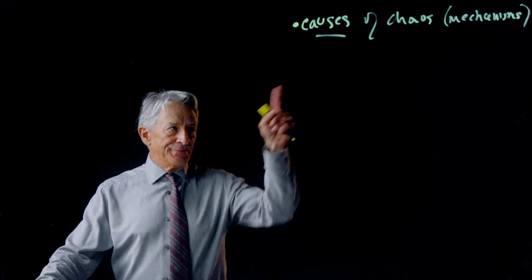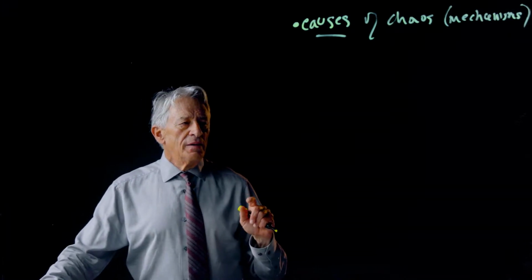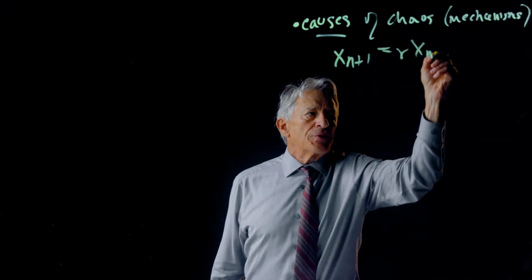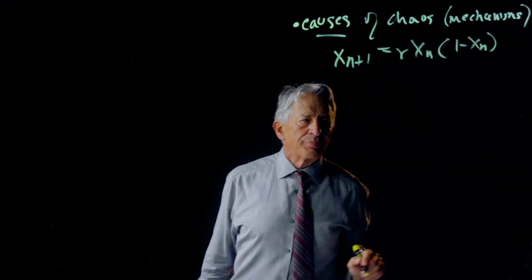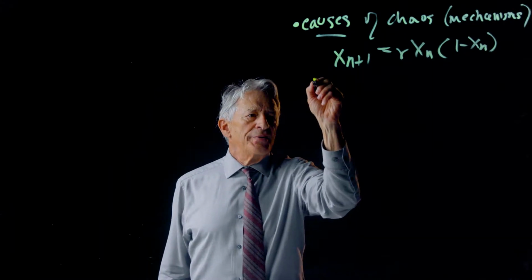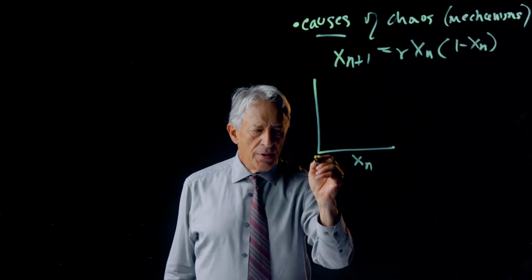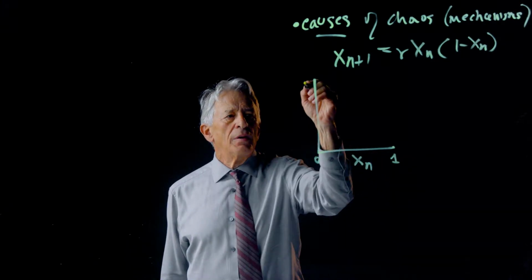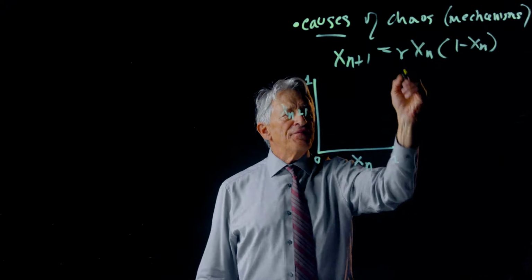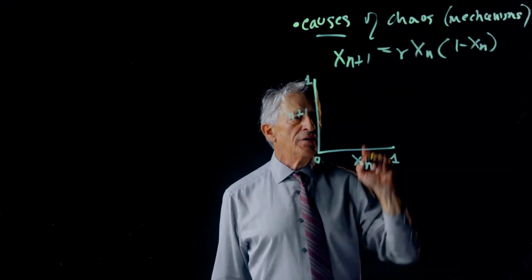So what are the causes of the chaos in the May equation? Well, let's begin. Let's describe it. Xn plus 1 equals R times Xn times 1 minus Xn. The first thing we should do is let's graph this function. So here's Xn. It's going to go between 0 and 1. And let's put Xn plus 1. So Xn plus 1 equals f of Xn. We can therefore graph this function, and it's a graph of f.